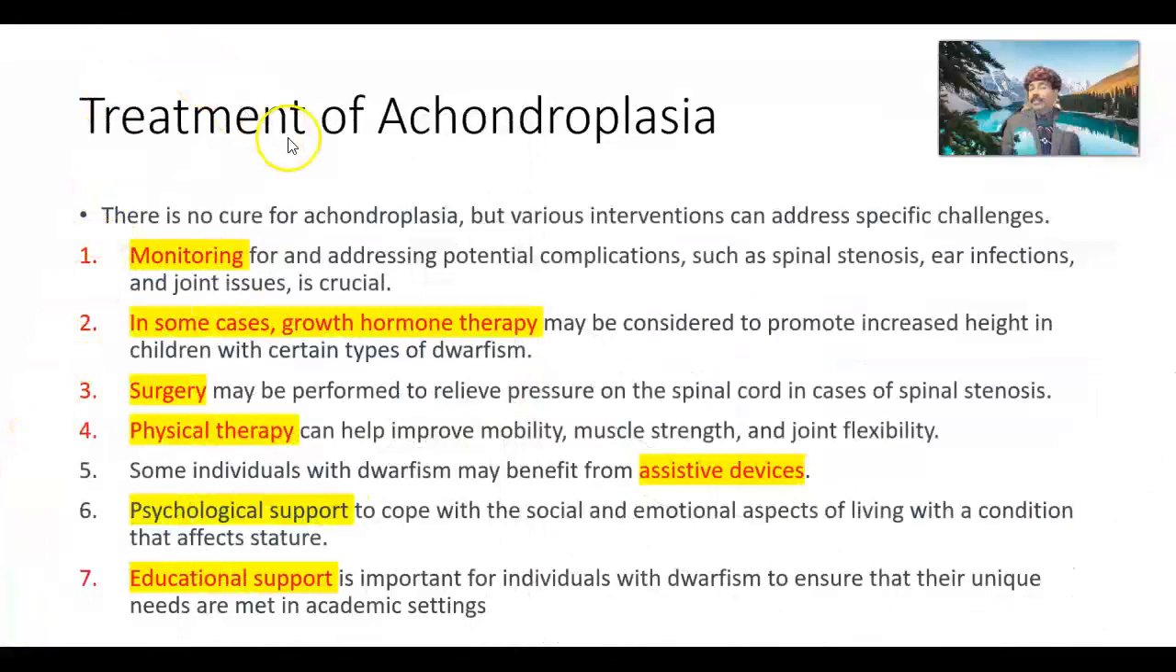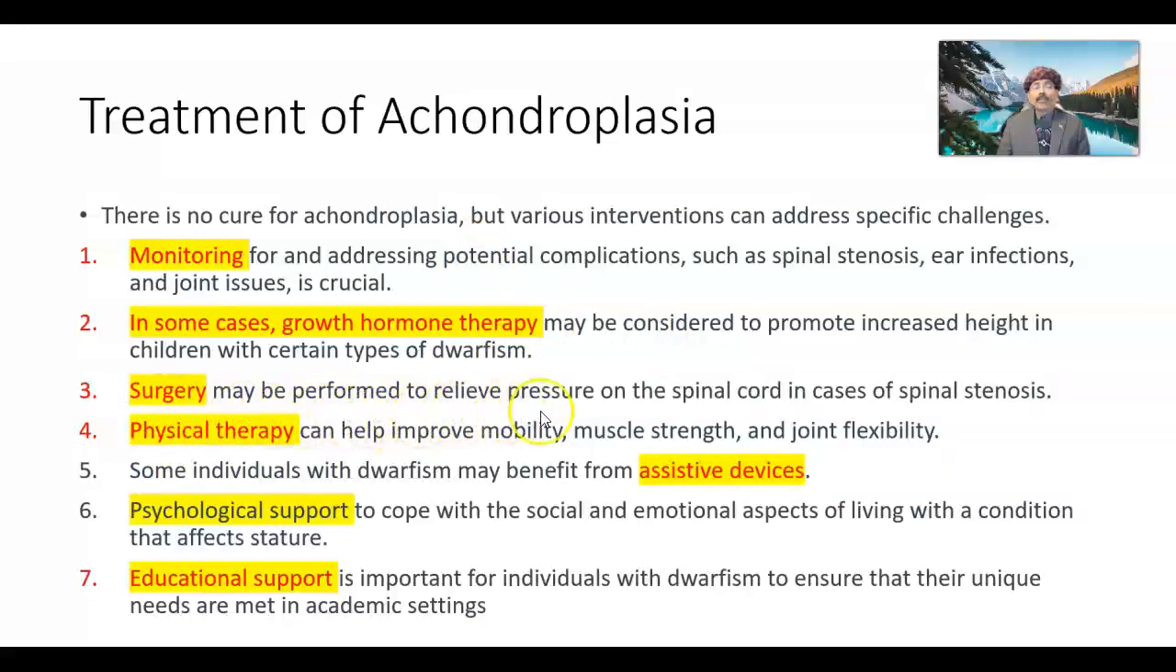So, what is the treatment? There is no cure for achondroplasia, but various interventions may address specific challenges. Monitoring for and addressing potential complications such as spinal stenosis that may happen, ear infection, and joint issues. And this is crucial. In some cases, growth hormone therapy may be considered to promote increased height in children with certain types of dwarfism, but that may not be applicable or effective in achondroplasia.